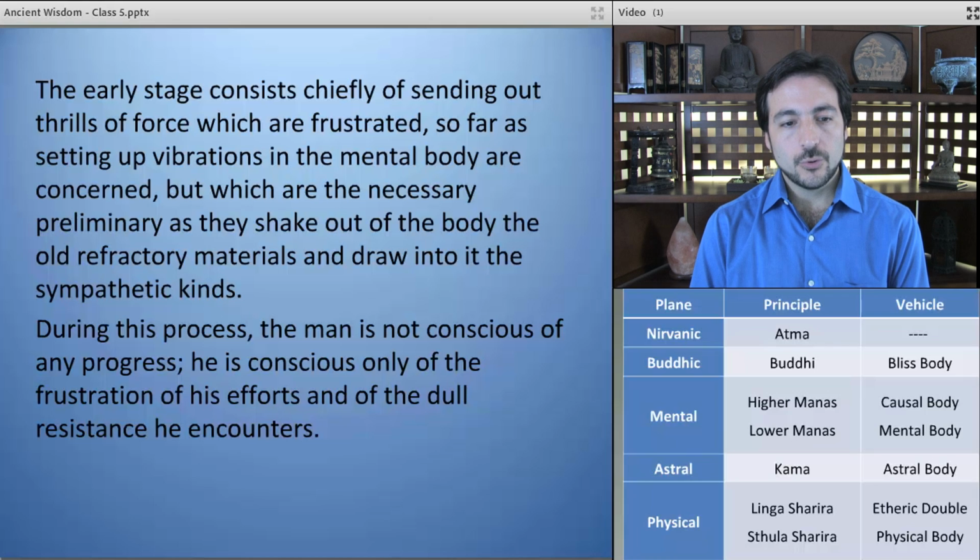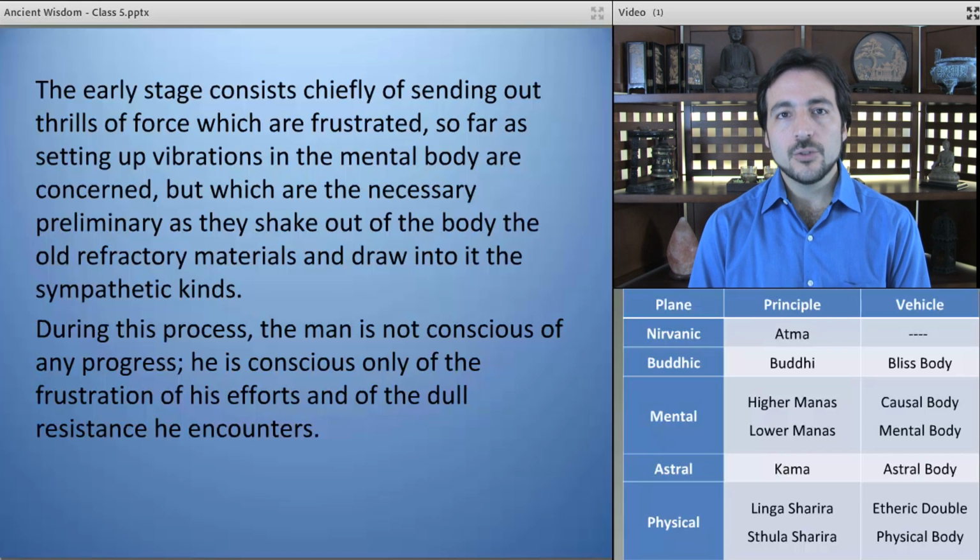This is true of anything we want to change in ourselves, be it physical or psychological again. So at the beginning, all the energy is spent not to produce a clear result, an evident result.